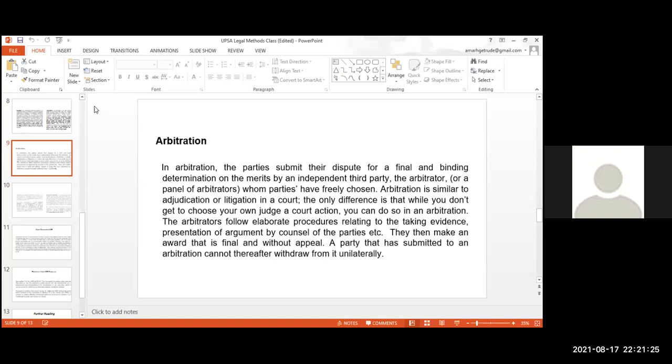Yeah, madam, I think the doctrine of separability has to do with the situation where the arbitration clause or the arbitration agreement is treated as a separate collateral agreement from the underlying or basic contract that was originally entered into, the substantive contract. The arbitration clause is treated as a separate contract on its own from the substantive contract.